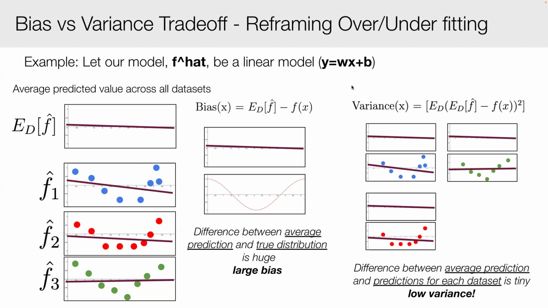So we would say that this linear classifier model on this specific data distribution has high bias, but low variance, right? So what we can infer from that is, okay, our model has a bunch of built-in error.